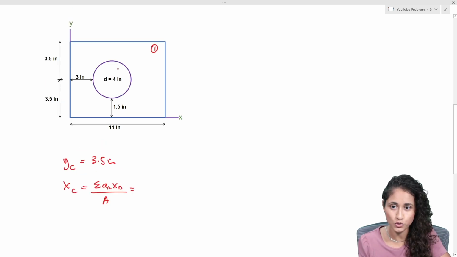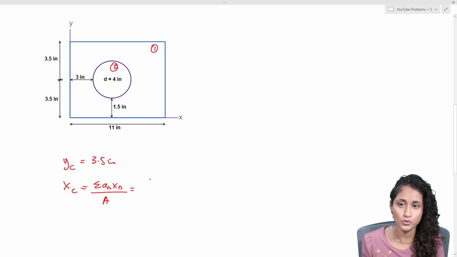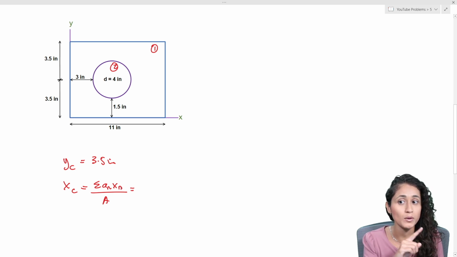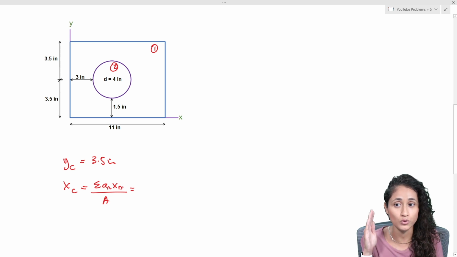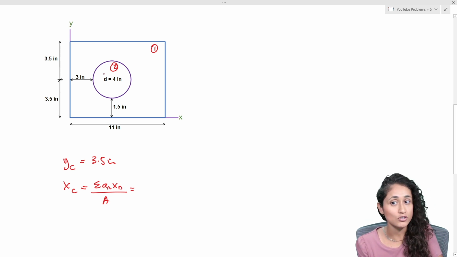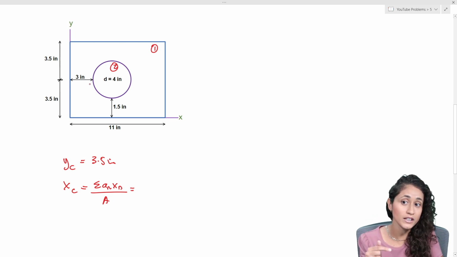Now here we have two shapes, right? So what we're going to do here is the area times the centroid distance for the rectangle, and then we're going to do minus, remember guys, because here we have a shape inside another shape. So we're going to do minus the area times the centroid for the circle. Now the centroid distance for the circle, we've got to make sure that we reference it back to the origin, because this circle is not on the origin, it's 3 inches away from the origin. Okay, so keep that in mind.